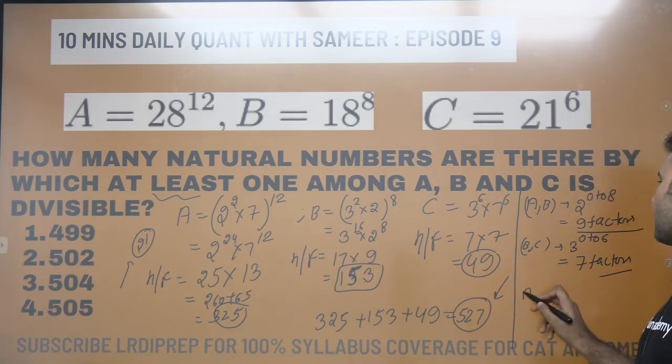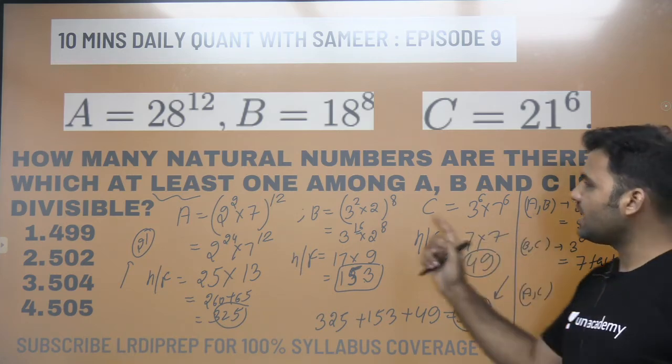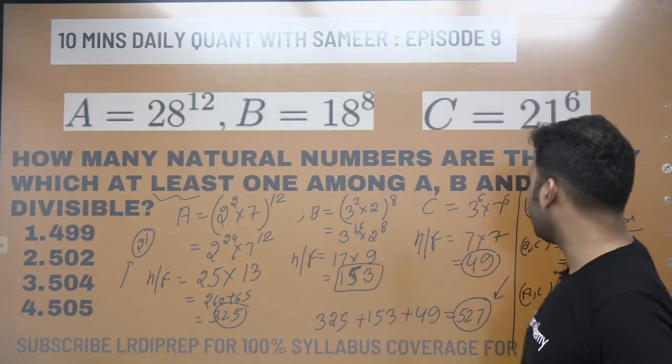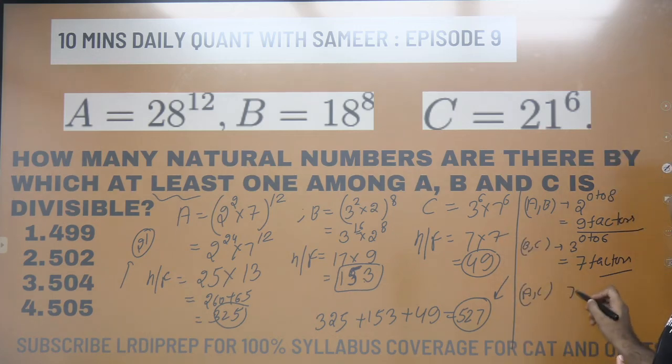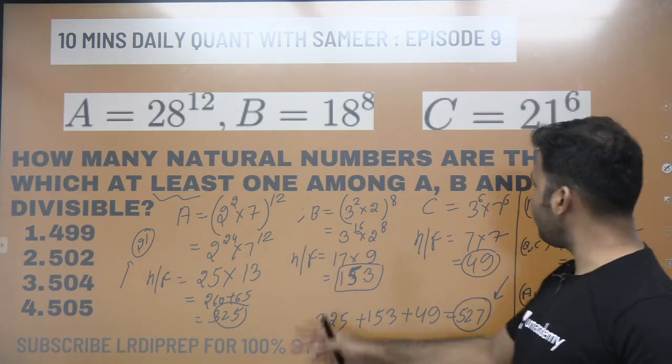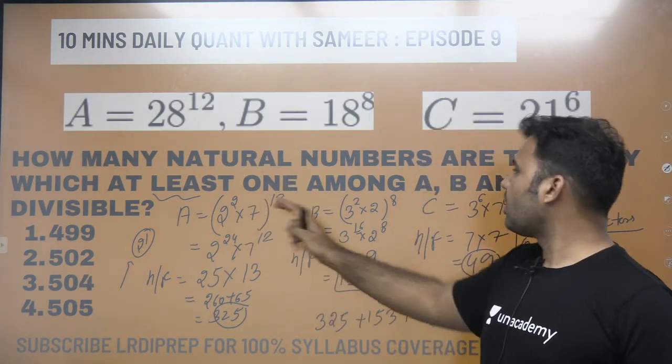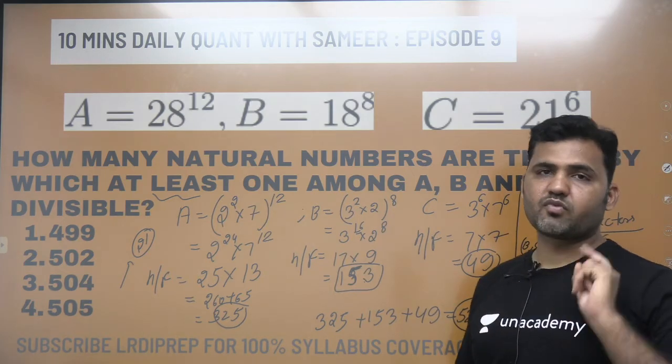And if you look at A and C, now between A and C you see that 7 power is 12 here and 7 power is 6 here. So 7's power from 0 to 6 is common. So there will be total 7 more factors which are common to A and C. Is there any common factor between A, B and C? You see that there is nothing common between A, B and C except the number 1.